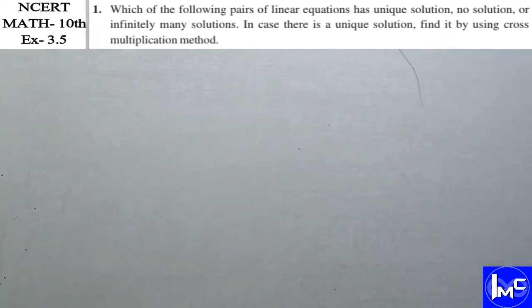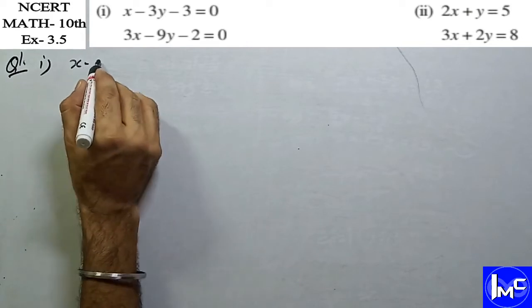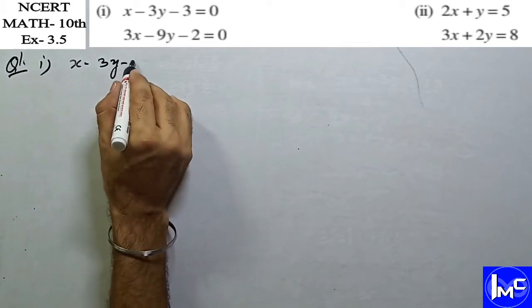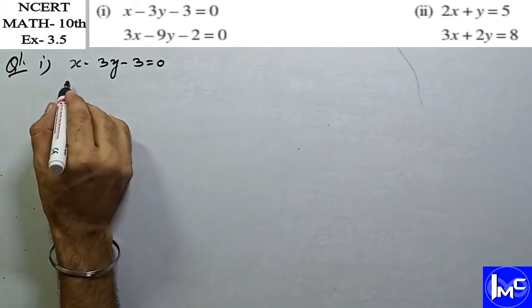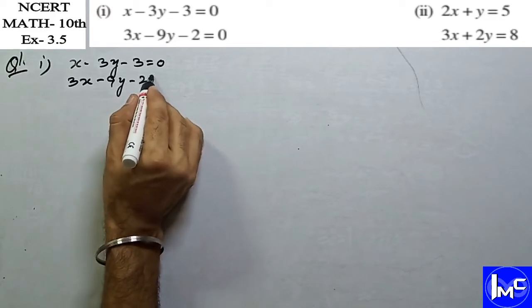Now let us see. It is exercise 3.5 and the first question is, which of the following pairs of linear equations has a unique solution, no solution, or infinitely many solutions? In case there is a unique solution, find it by using the cross multiplication method. And part number one: x minus 3y minus 3 is equal to 0, and the second is 3x minus 9y minus 2 is equal to 0.